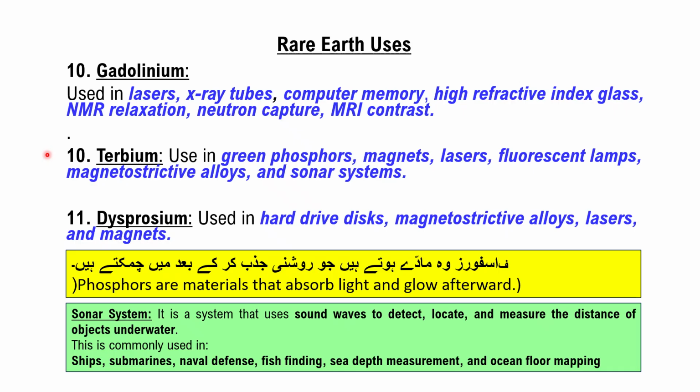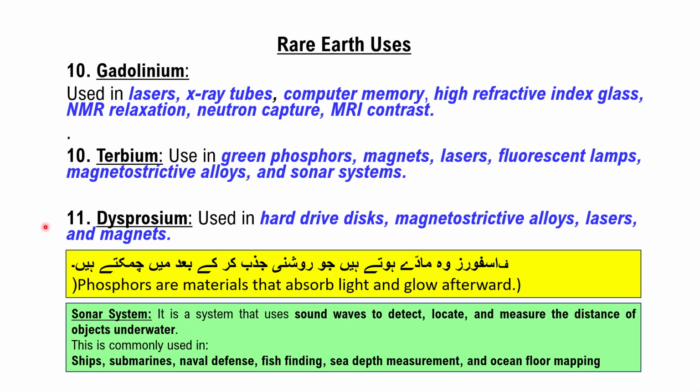This is a very unique item, a very different REE, a special REE. It is used in sonar systems. A sonar system is a system that uses sound waves to detect, locate, and measure the distance of objects underwater. Its use is so important. This is commonly used in ships, submarines, even defense, fish finding, depth measurement, and ocean floor mapping. Very, very important.